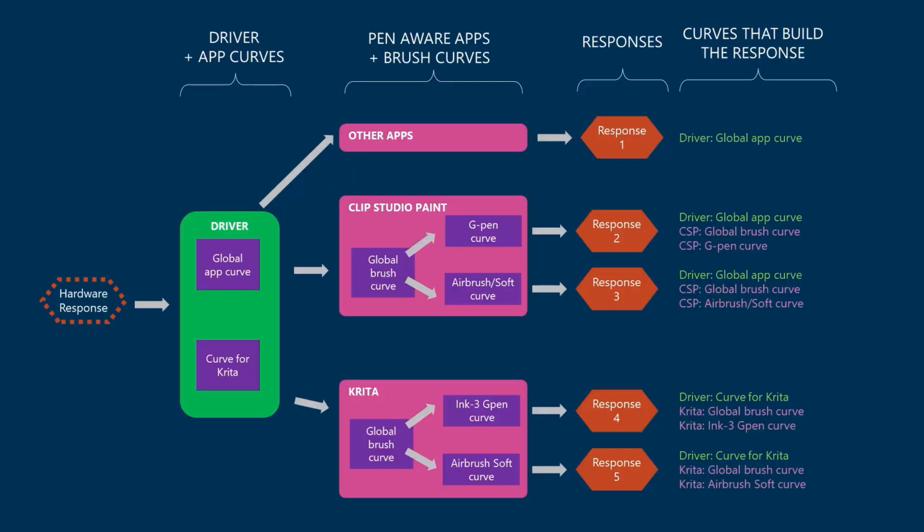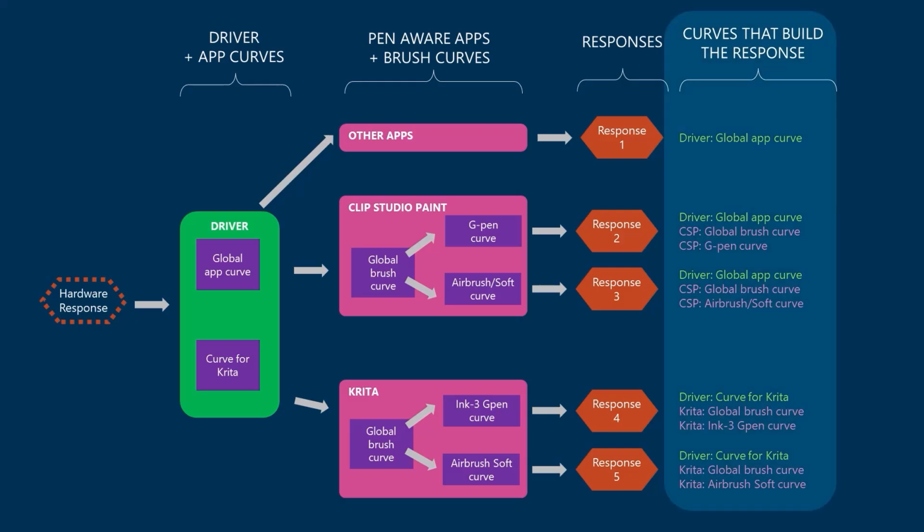I have added Clip Studio Paint and Krita to this diagram with those 4 brushes I just mentioned. Krita and Clip Studio Paint both have a global brush curve, and they have curves for their specific brushes. For both applications, the global brush curve is applied, and then the specific brush curve is applied for that brush. The only difference in this diagram between Clip Studio Paint and Krita is that the driver uses the global application curve for Clip Studio Paint, but the driver uses a specific curve for Krita. Why we would or would not use a curve in the driver for an application is a topic we will explore later in this video.